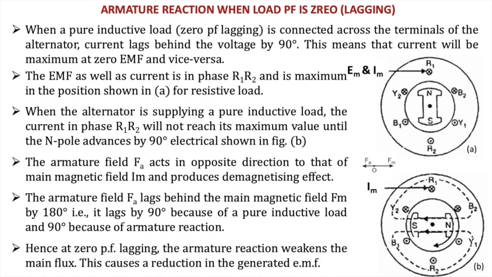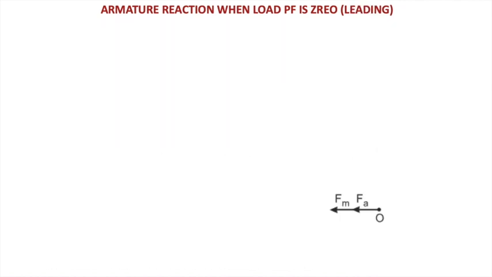Therefore, at 0 power factor lagging, the armature reaction weakens the main flux, that is, it is in direct opposition to the main flux. Hence, this will cause a reduction in the generated EMF. Now the armature reaction when the load power factor is 0 but the load is capacitive.